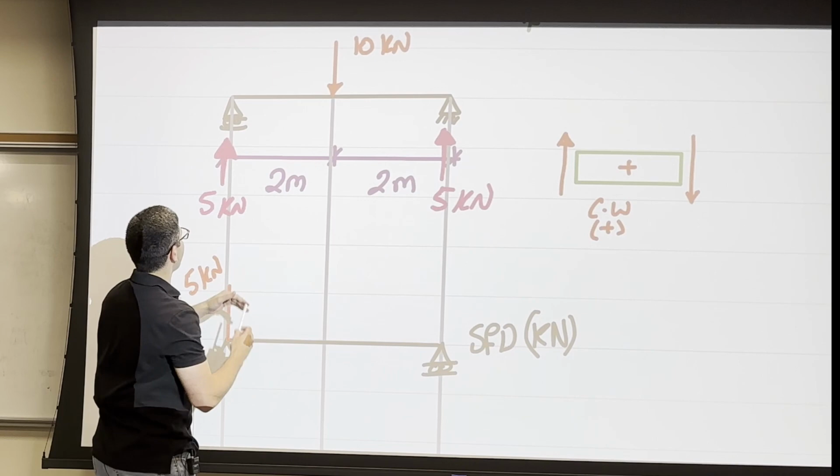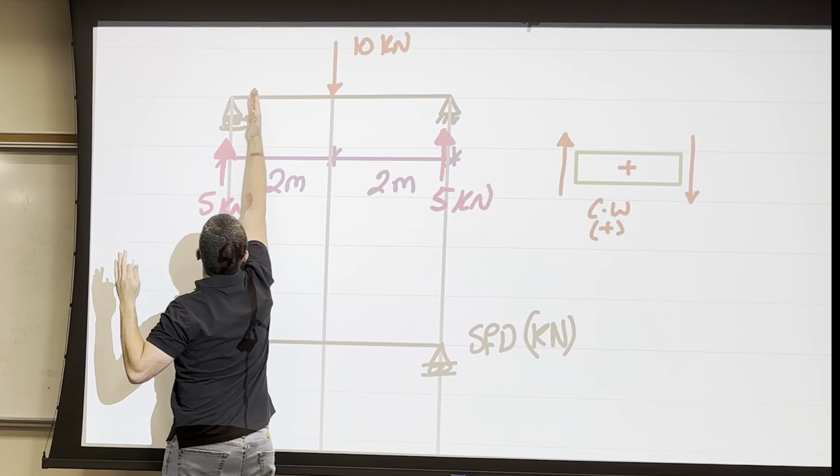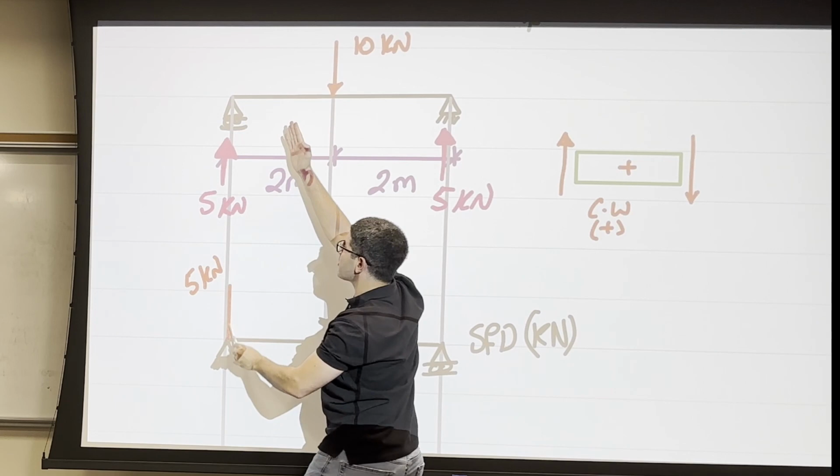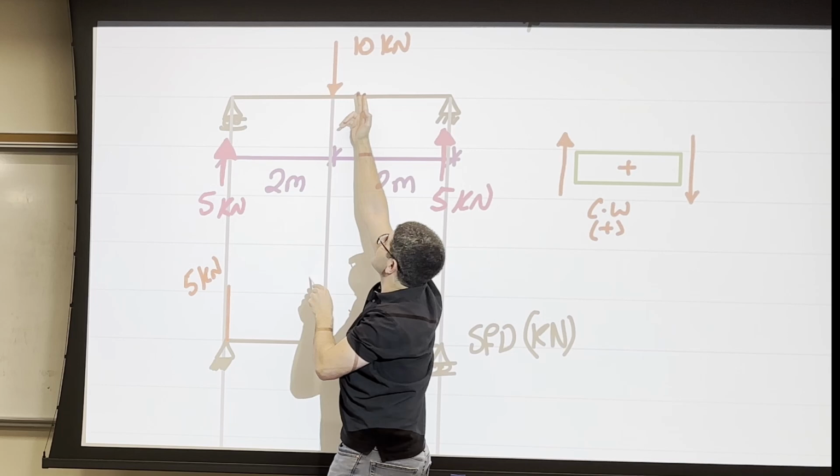I'll put my hand like this and I'll make my hand move from left to right. By saying putting my hand, that means I don't see anything from the right. I only see whatever my hand passed through. So I only see this part. So I put my hand here. I only see the 5. So that's why I drew the 5. My hand doesn't see anything. So the 5 will go constant until my hand sees the 10.